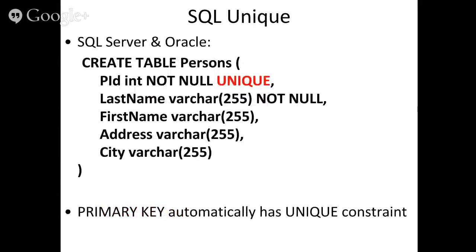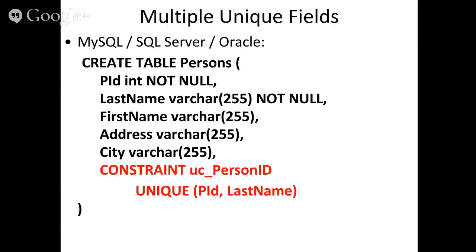Now, constraints, these are all anonymous constraints. They don't have a name, but you can name them. You can name the constraint. So here's a constraint. You're saying that the combination of PID and last name is unique, and I'm giving it a name.